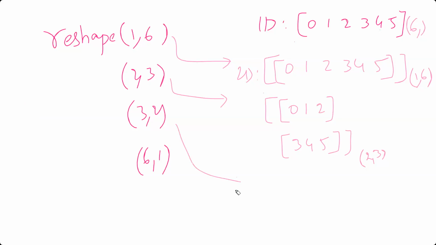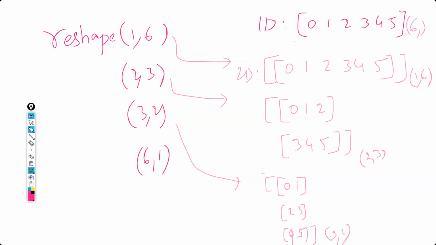Next, coming to this one, 3 comma 2. 3 comma 2 means 3 rows should be there. 3 rows means 0, 1 is the first row, 2, 3 is the second row, 4, 5 is the third row. This is 3 comma 2. This is 1D, and 1D is converted like this.